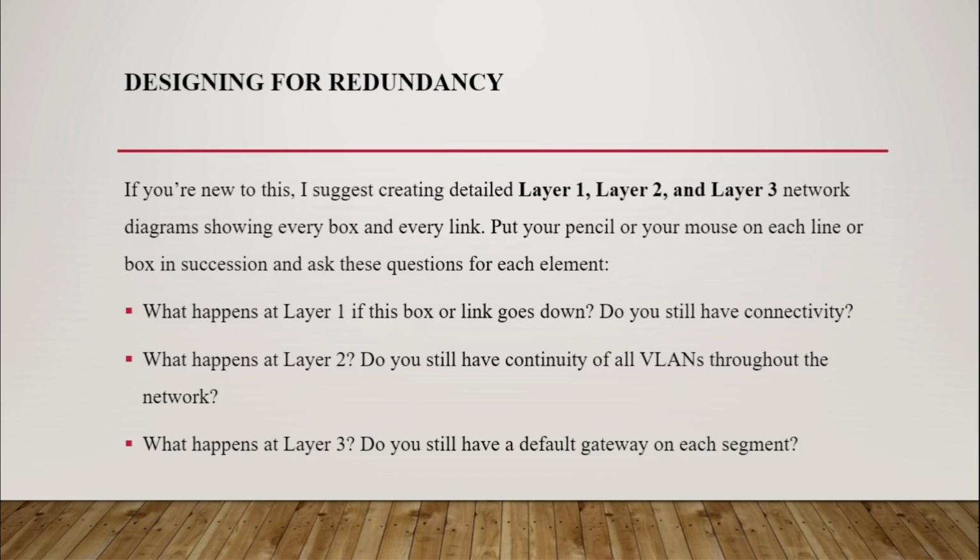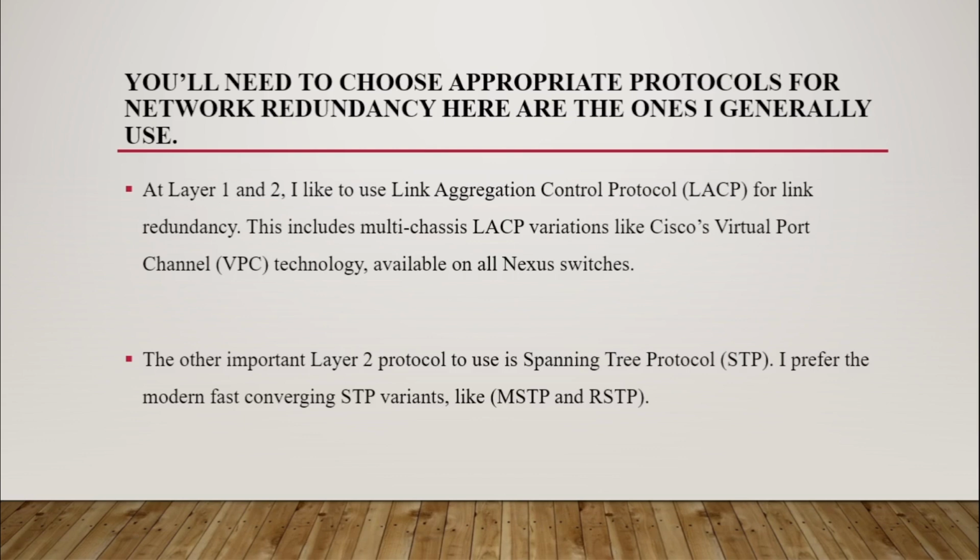Question 2: what happens at layer 2? Do you still have connectivity of all VLANs through the network? And lastly, what happens at layer 3? Do you still have a default gateway on each segment? Explaining each step by step.